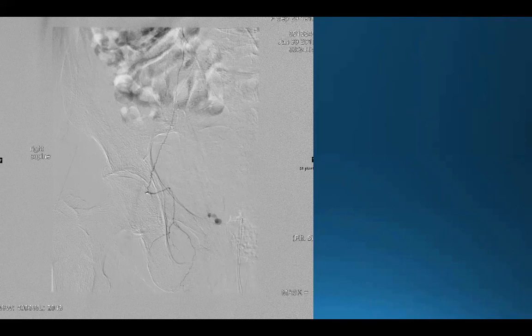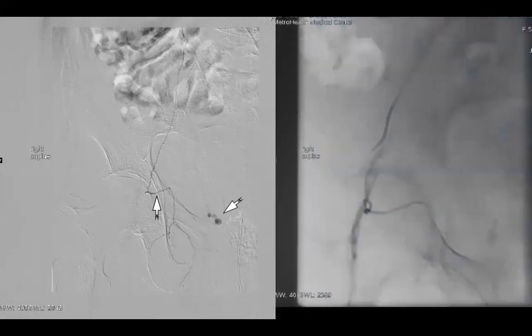In this case, we found that this person has a corona mortis, a normal variant. We got access on the contralateral side, went up and over the iliac bifurcation, and used a microcatheter to select the corona mortis. And in fact, you can see here that there's the corona mortis. The pseudoaneurysm opacifies quite nicely.